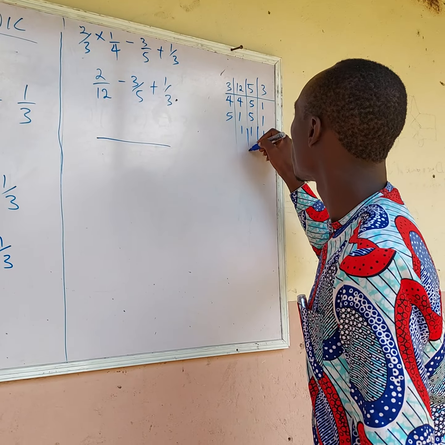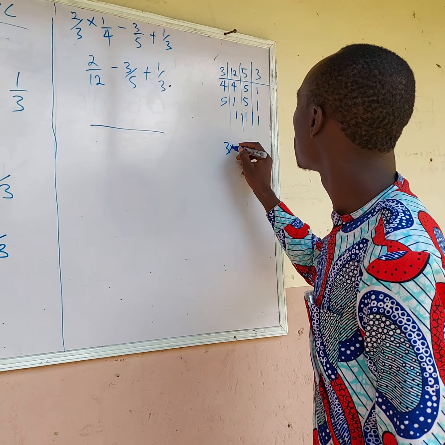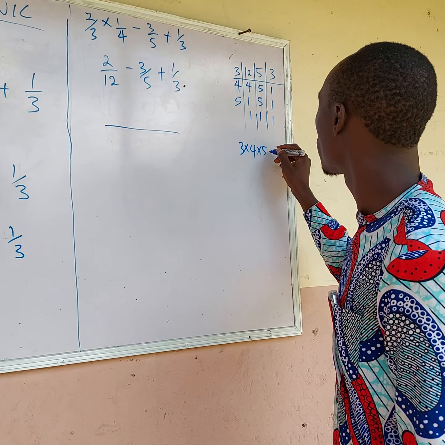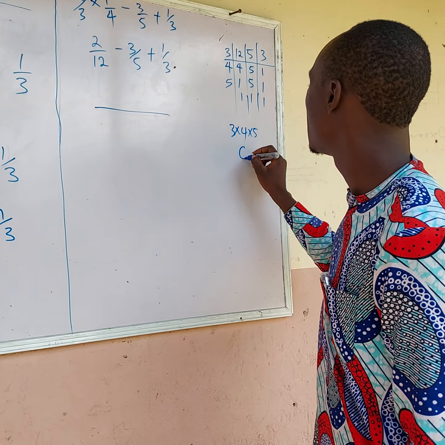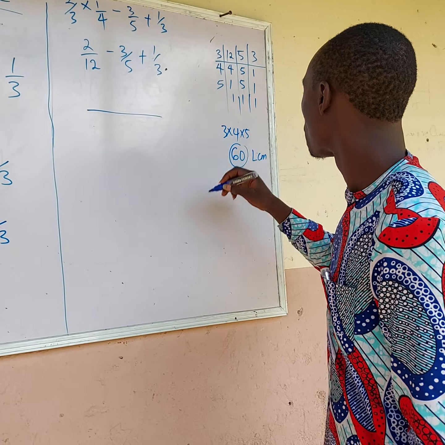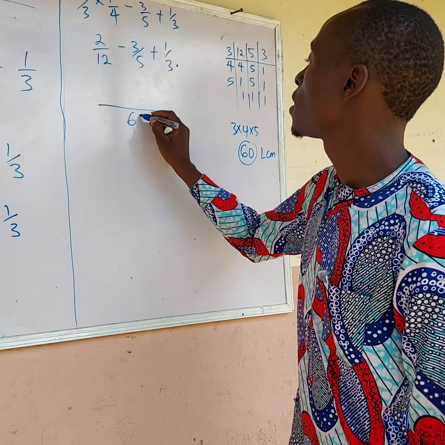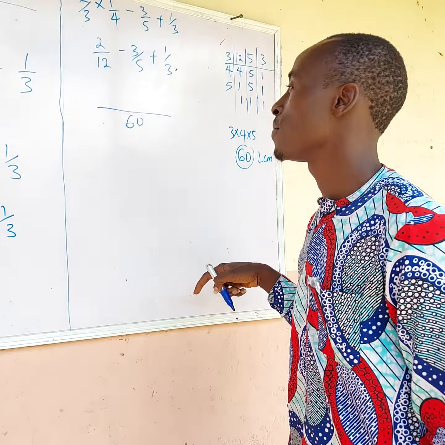Once you reach 1, 1, 1, you multiply everything on the left here. So you do 3 times 4 times 5, you get the LCM. 4 times 5 is 20. 20 times 3 is 60. So the LCM is 60. So you now write your 60 here, and you do 60 divided by 12, you will get 5.